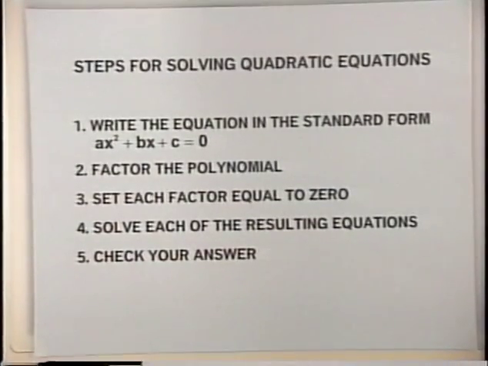Number 2, we will factor the polynomial. Third, set each factor equal to 0. Number 4, solve each of the resulting equations. And number 5, check your answer. It is very important, particularly with word problems, that you do check your answer. You'll find in the examples that we do today, sometimes the solutions to the equations we've written down are not solutions to the word problem itself. Now that we have seen these steps and reviewed them, let's see how we apply the steps to solving a particular word problem.